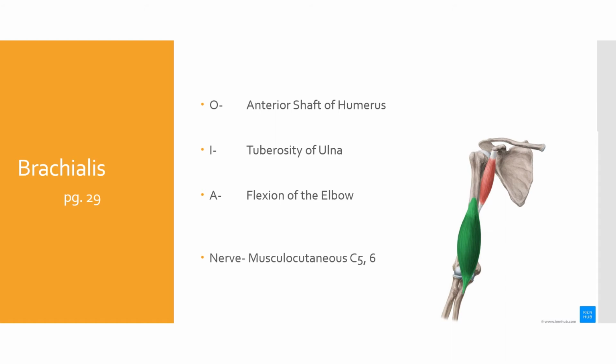Brachialis, origin, anterior shaft of humerus. Insertion, tuberosity of ulna. Action, flexion of the elbow.